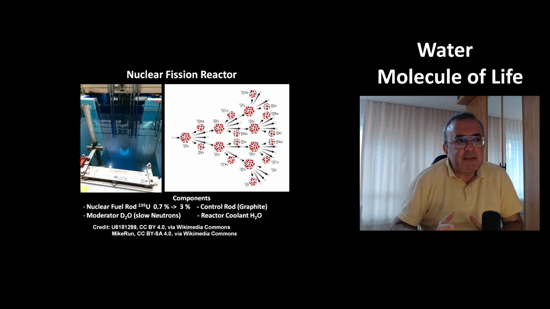The next component is the control rod. It's made of graphite. It's the most important part of the nuclear reactor because it's the part which can stop the nuclear reaction. That's a neutron absorber. And you need D2O. This has the role of a moderator. This means it converts quick neutrons into slow neutrons, and you need slow neutrons to maintain the nuclear reaction.